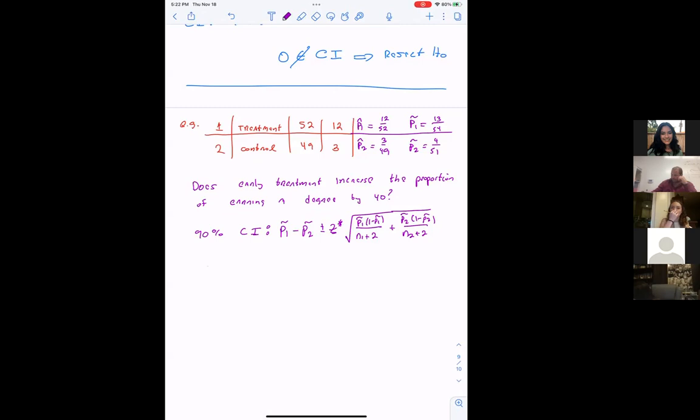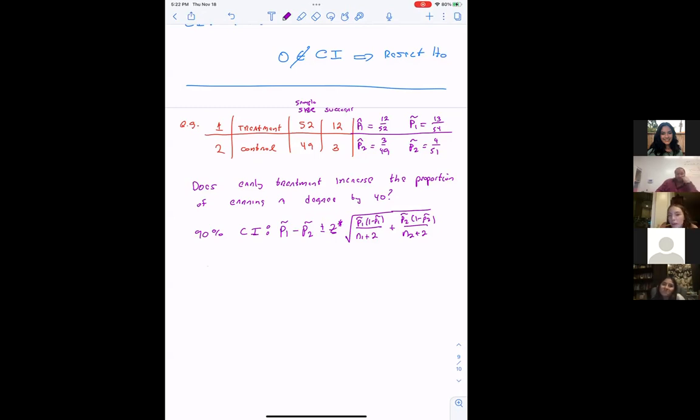Wait, 52 and 49 are sample sizes? Yep. And so 12 and 3 are the number of successes in my sample. Okay. Sample size, and these are the successes. I didn't know how to spell it, so I just kind of scribbled it a little bit. Lots of S's and E's all over the place.